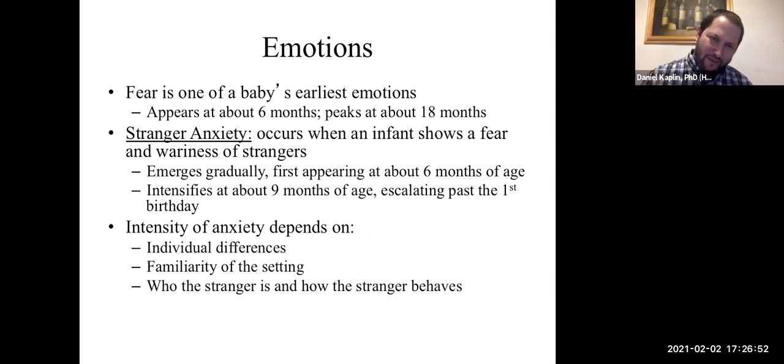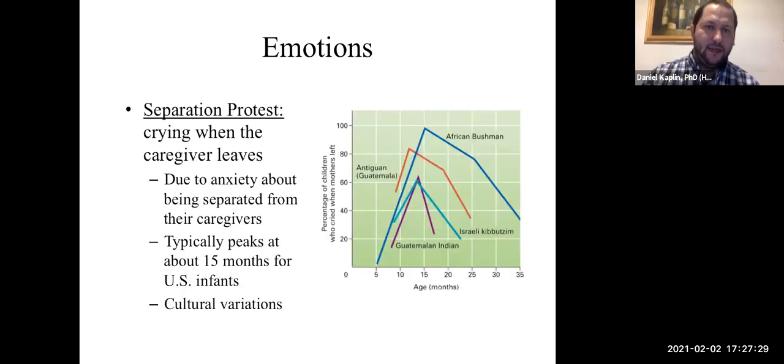Now, the intensity of the stranger anxiety depends on individual differences. Some people are more worried about strangers than others. It depends on the setting. The more familiar the setting, the more comfortable you are. So if a stranger comes into your house, you might have less stranger anxiety than if it's in an unfamiliar place. And who the stranger is and how they interact with other people you care about matters. You might engage in social referencing, and because they're not nervous, it might tell you you don't need to be.